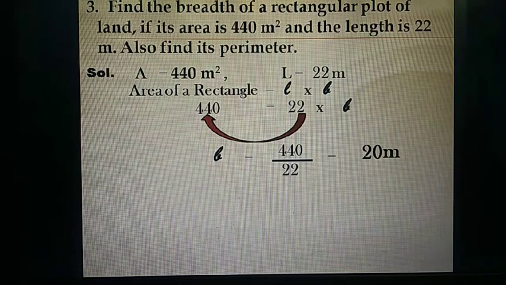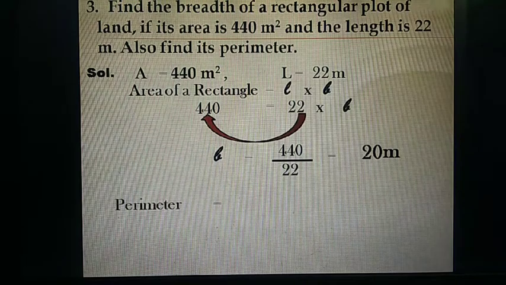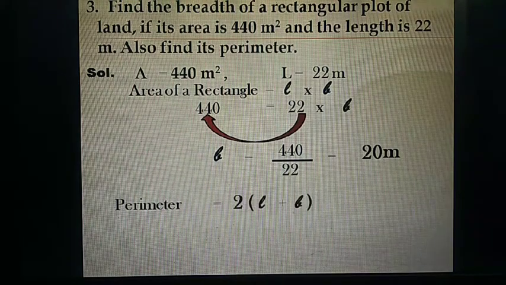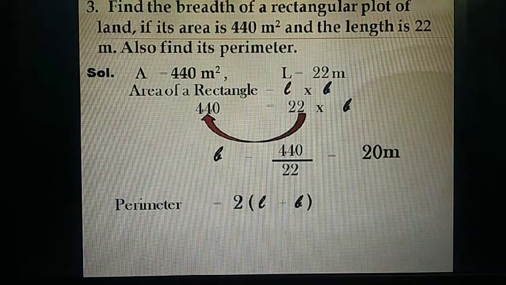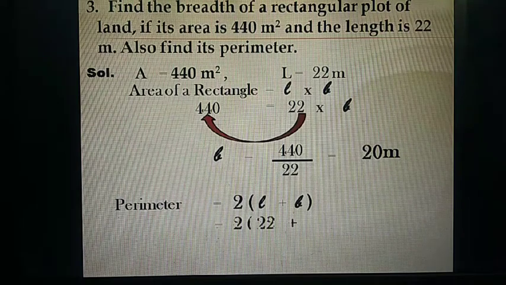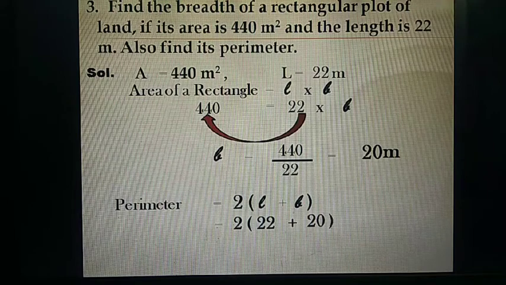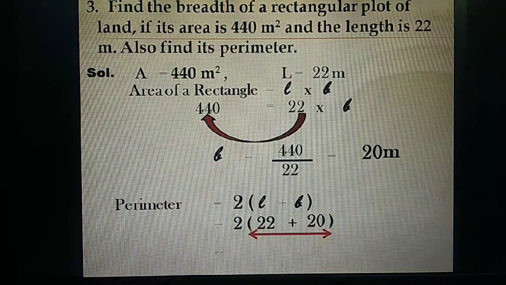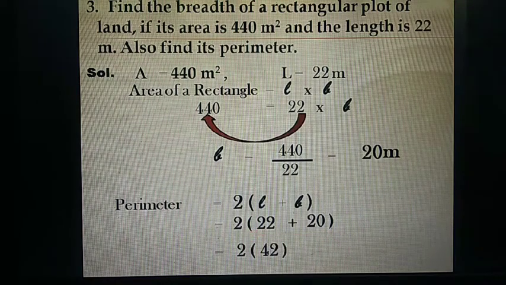Now you know the value of length and breadth both. Now you can easily find out the perimeter, which means 2 into length plus breadth. Here length is 22 which is given to you and breadth is 20 which you calculated just now. Add the bracket part. We will get 2 in the bracket 42. Multiply them and the answer will be 84 meter.